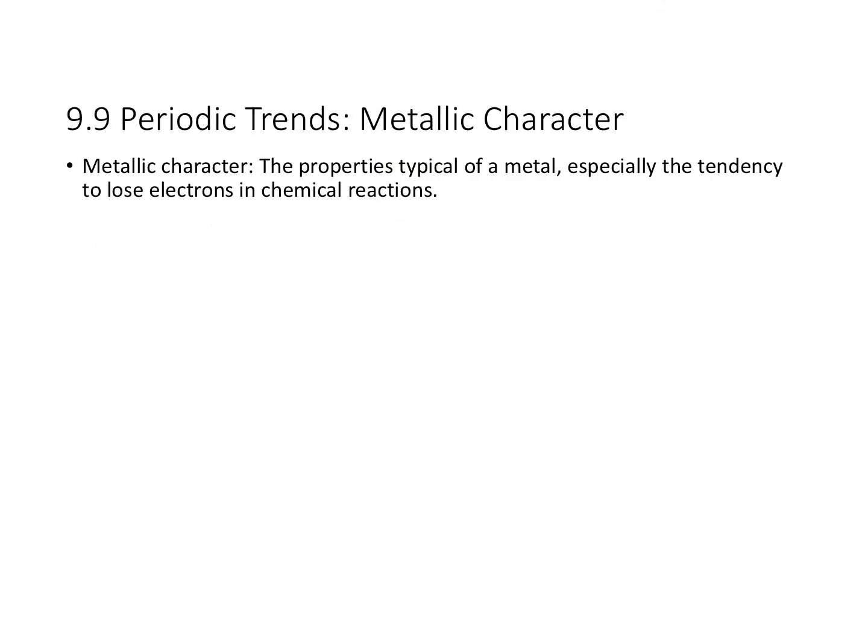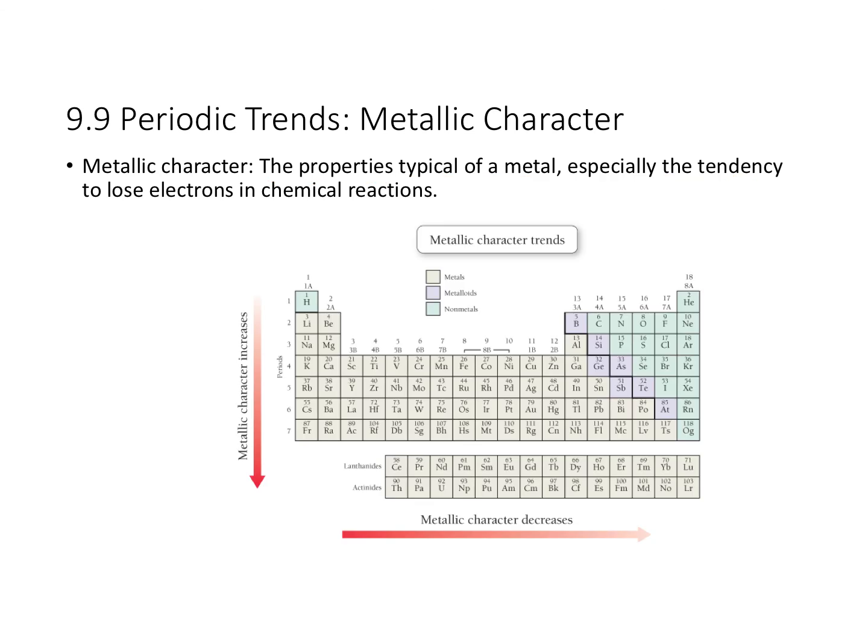Finally, metallic character. Metallic character is really related to ionization energy. So whichever element has lower ionization energy more readily loses the electron, so it's more metallic. In other words, metallic character is the property typical of a metal, especially the tendency to lose electrons in chemical reactions. If you just look at the periodic table, here we have metals, here we have metalloids, here we have nonmetals. So nonmetals have less metallic character because they're nonmetals, right?